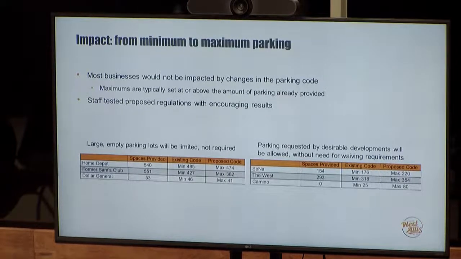Some of these big projects that we've had in recent years, we've had to have you guys do waivers, give variances to them for their parking, and that kind of creates an extra burden on them to get that done. So in this new code, they would meet it without needing a variance. For example, Sona, the building that's being built right now, they're providing 154 stalls for their apartments. Our code right now says they have to do at least 176.